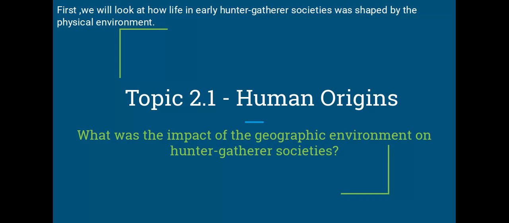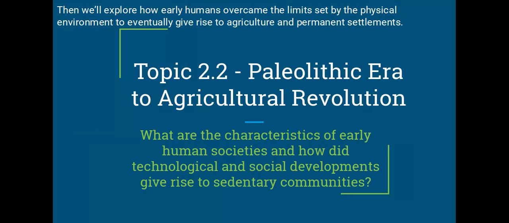So just to give you a glimpse of what each topic is going to be on, topic 2.1, human origins, we're going to ask the question, what was the impact of the geographic environment on hunter-gatherer societies? Okay, so hunter-gatherer societies were shaped by their physical environment. Again, this is something different than the modern world, where we typically find ourselves changing our physical environment to fit our needs. Our earliest human origins, our earliest ancestors were actually going to be reliant and dependent on the physical environment, and therefore it would affect them more than they affected it.